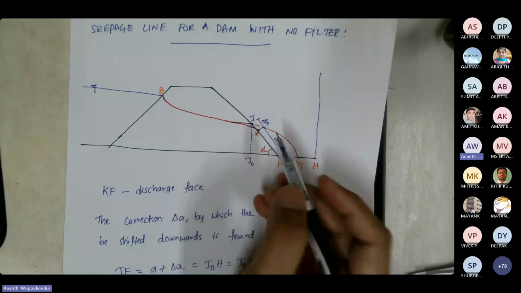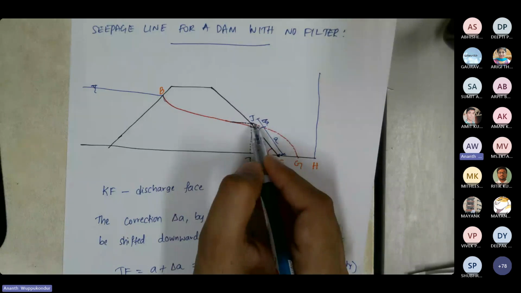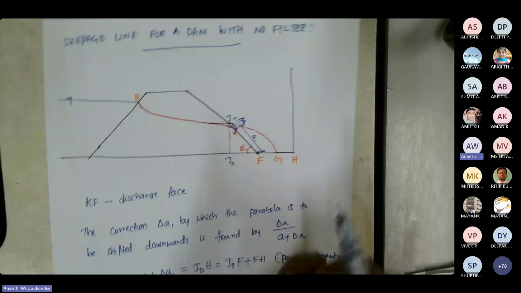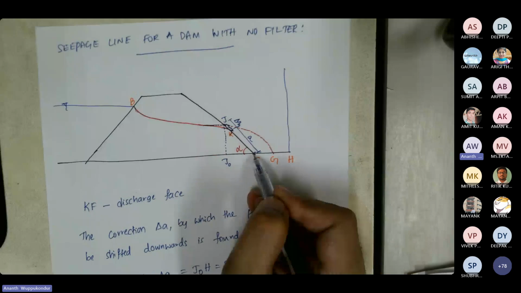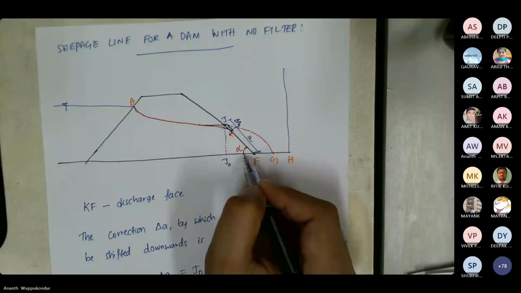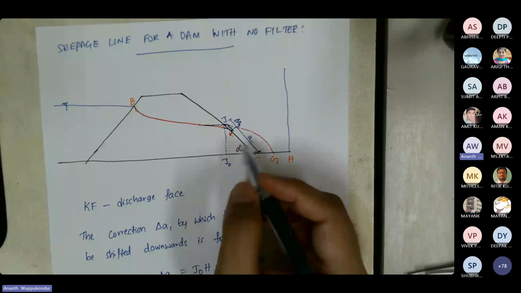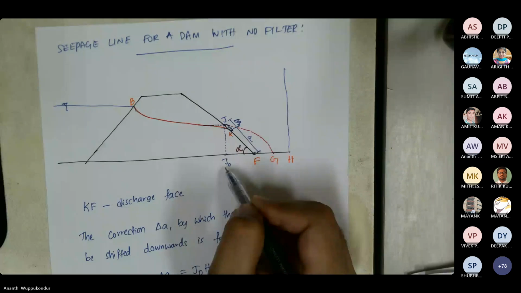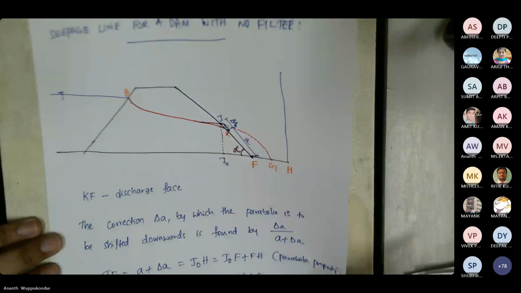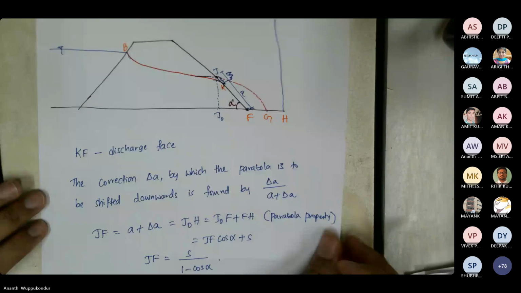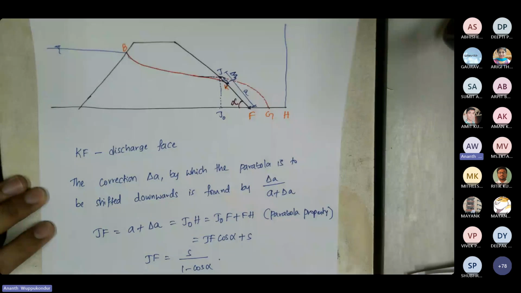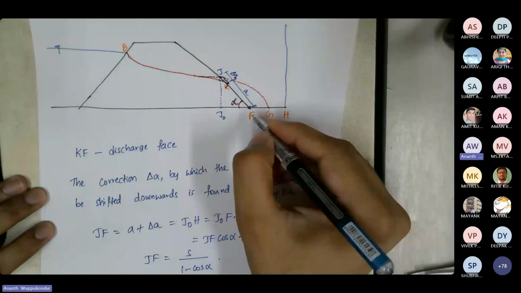So the original seepage line is at K, but the theoretical seepage line is at J. The distance JK is delta A. The distance from K to F, which is the distance from the focus, is denoted by A. The angle of the downstream slope is alpha. And from J, if you draw a vertical line, I would denote that as J naught. Now what we need to find is this correction factor.